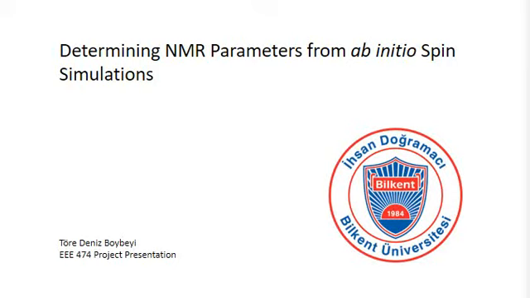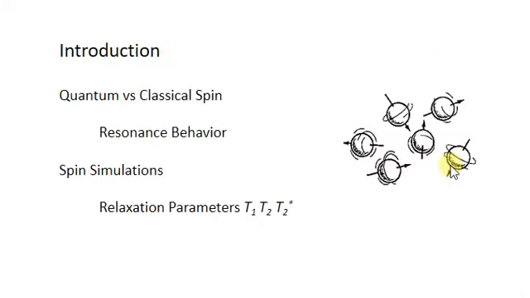Hi everyone. This is a project presentation of a course called Magnetic Resonance Imaging. In this particular project, our aim is to look at NMR from a physics standpoint through spin simulations. Our project consists of two parts. In the first part, we will compare quantum and classical spin in terms of their resonance behaviors, while in the second part, we deduce some information about relaxation parameters T1, T2 through spin simulations.